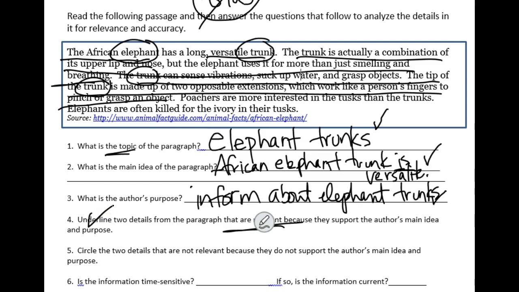Circle 2 details that are not relevant because they do not support the main idea. So, poachers wanting tusks are kind of irrelevant. Elephants being killed for their tusks have nothing to do with trunks. So we circled those 2. I hope you see that this is not related to elephant trunks.